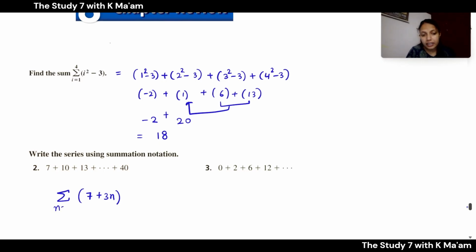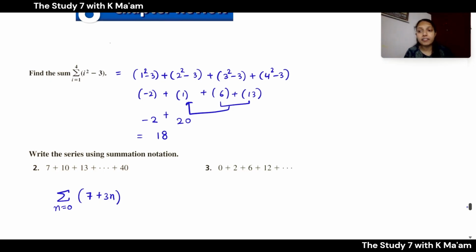So your n is moving from 0. The last number should be 40. What you substitute here for n, your total answer will be 40. So if you check for 10, 10 threes are 30, 30 plus 7 is 37. So 10 is not working.